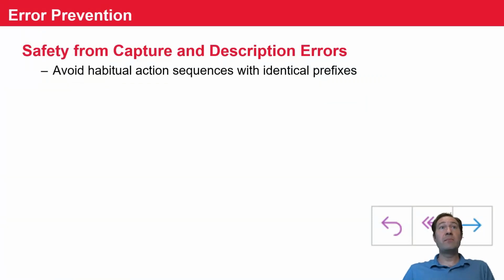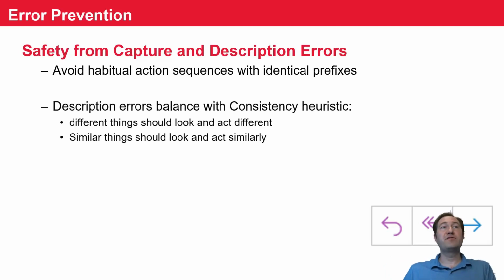Error prevention from capture and description errors is something where what we really want to do to help our users is to avoid habitual action sequences that have identical prefixes, okay, particularly in a command line type of environment. We can imagine some consequences where if we have the same starting prefix, you might have a memory lapse, right? A cognitive lapse where you type in the wrong thing that can have a pretty poor consequence. Another thing to think about is description errors need to be balanced with that consistency heuristic, so that when we're designing something, we want to have a UI that is internally consistent.